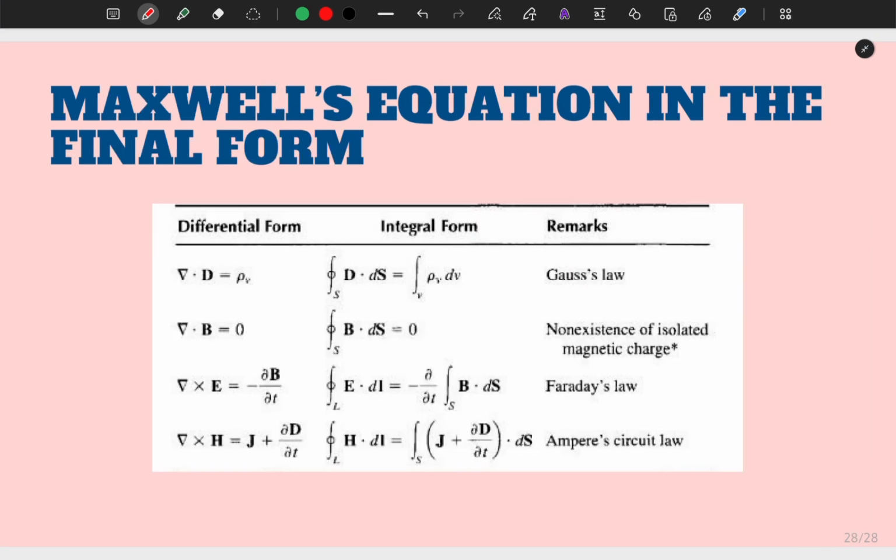Last but not least, I will explain Maxwell's equation in the final form. Maxwell's equations unify electricity and magnetism. They describe how electric and magnetic fields interact. And these equations form the foundation of electromagnetic theory.